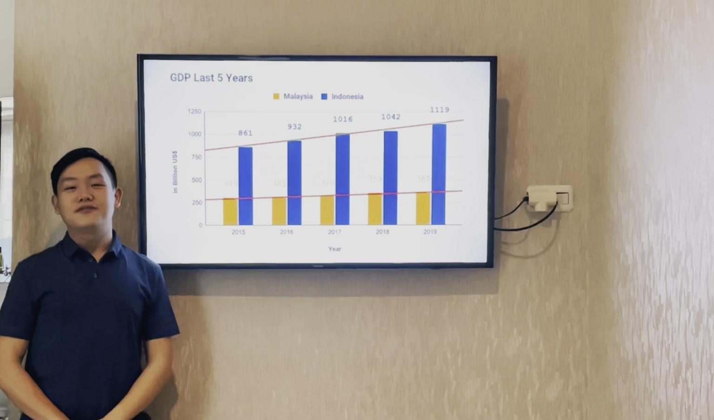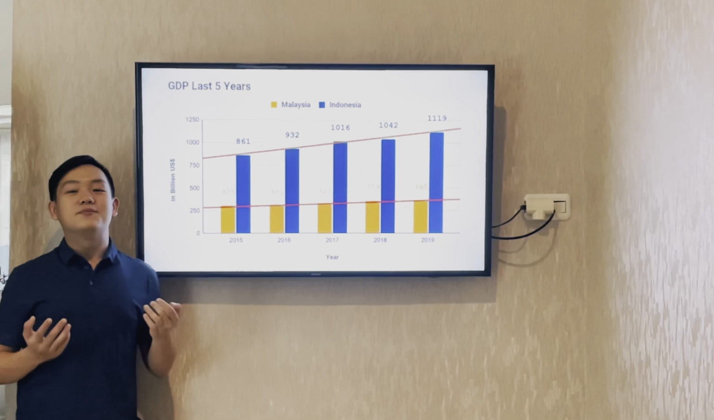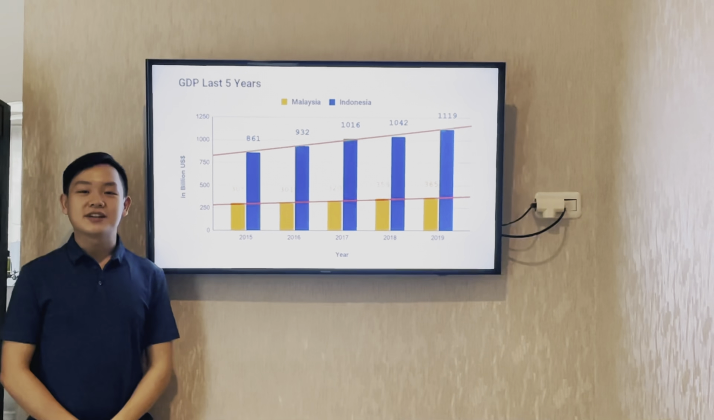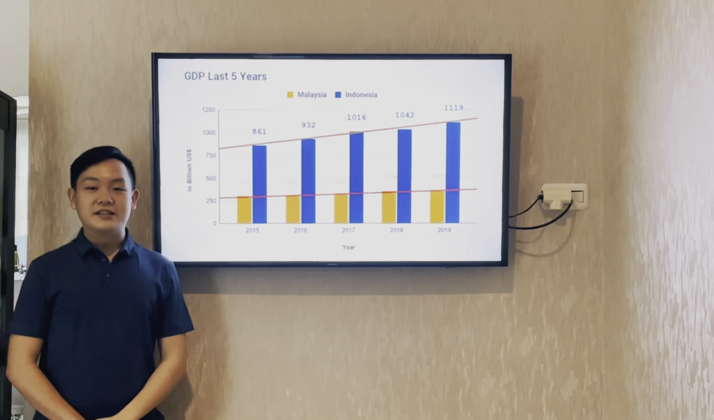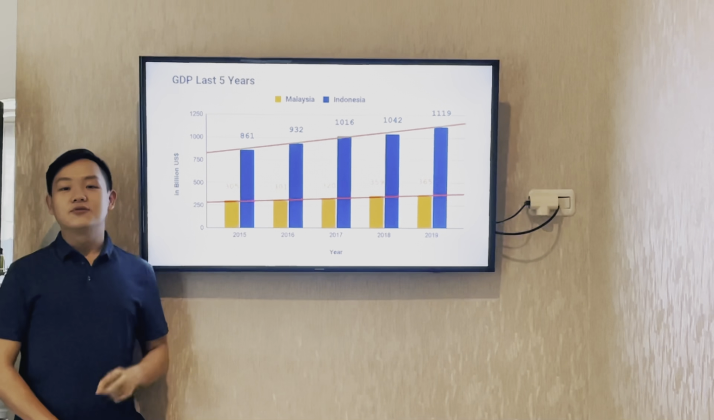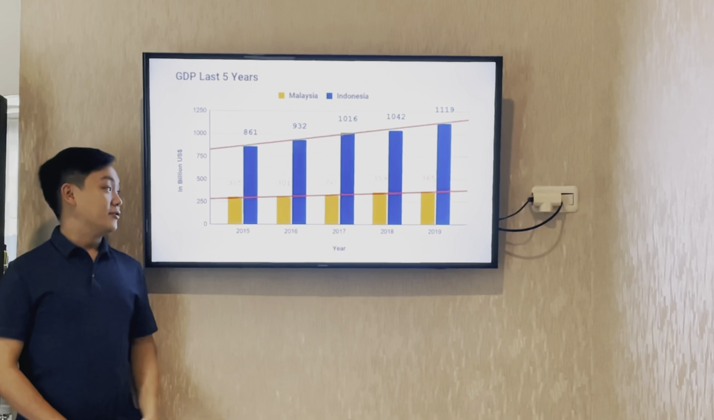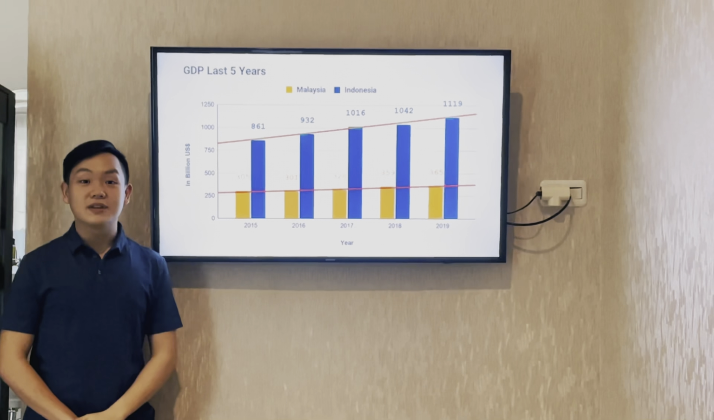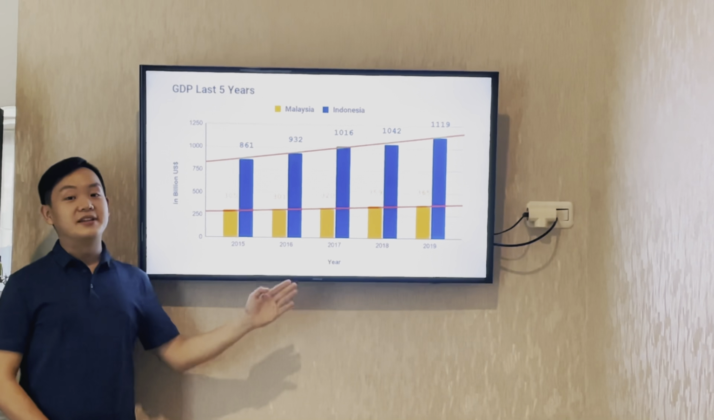First, here we have the GDP graph. This graph shows us how much money was made by each country for the last 5 years. The horizontal axis shows us the year, and the vertical axis stands for the amount of money in billion US dollars. In this bar chart, we have two columns, the blue bar and the yellow bar. The blue bar represents Indonesia's GDP for each year from 2015 to 2019, while the yellow one represents Malaysia's GDP.